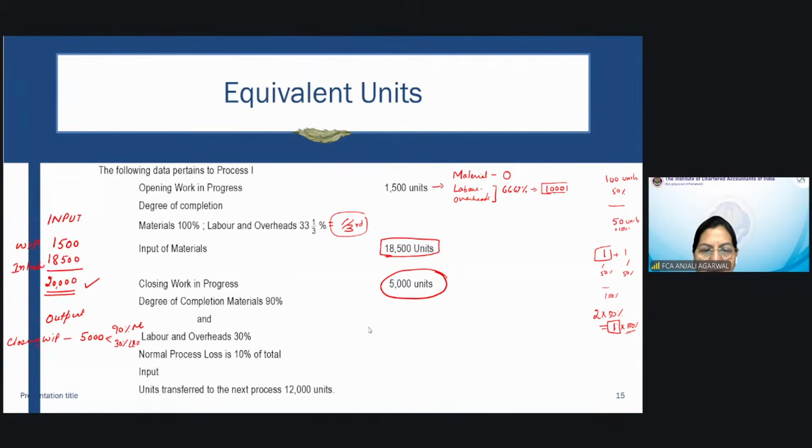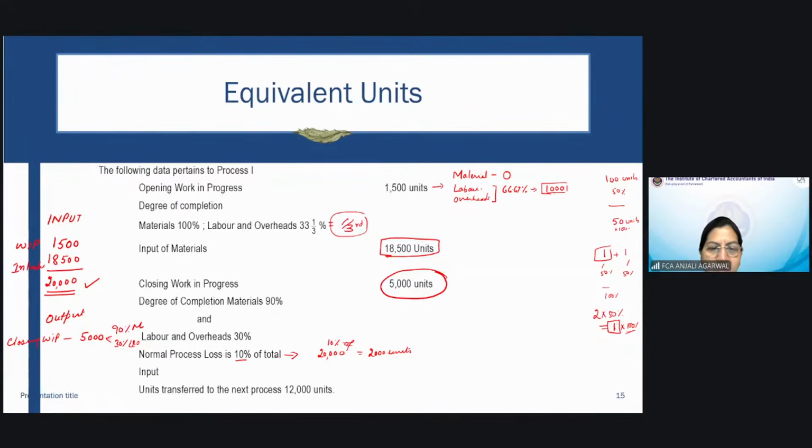Then there is a normal loss in the process, which is 10%. When you look at the normal loss, it can be given as 10% of total input. So total input is 20,000. So here the normal loss is 10% of 20,000 units. So the normal loss becomes 2,000 units.